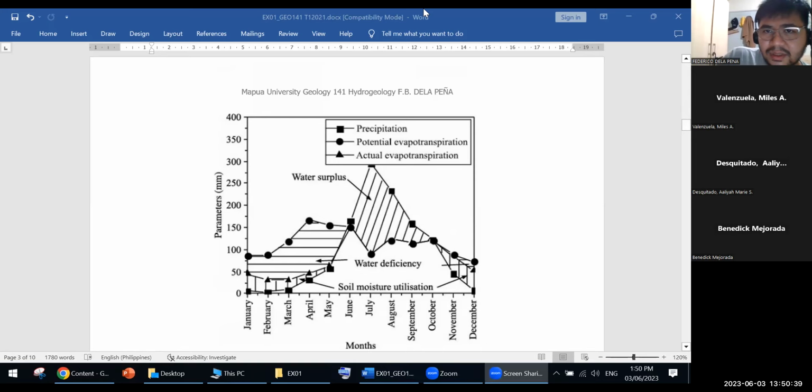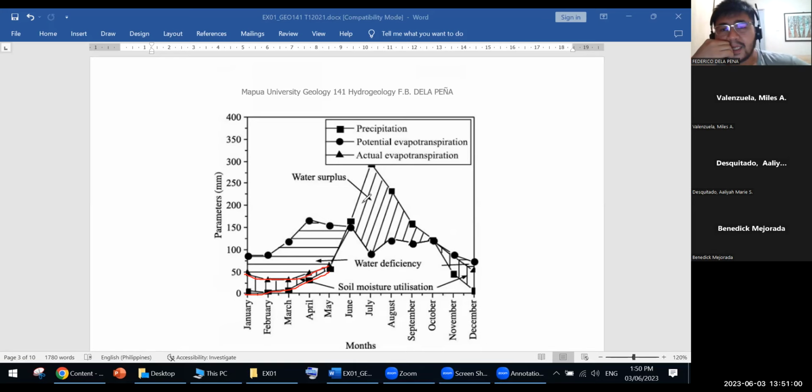You can look at this as square one. This is the precipitation. For the months of January to May, you can see that you have precipitation, pero mas mataas yung actual evapotranspiration mo kaysa sa precipitation. Okay? In that case, alarming yan, no? Kasi yung precipitation lang naman yung source of water mo for the watershed.